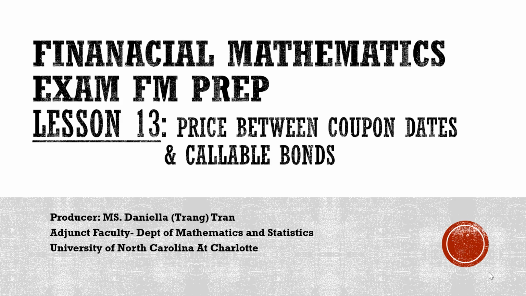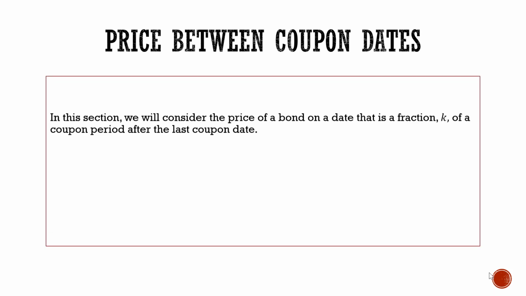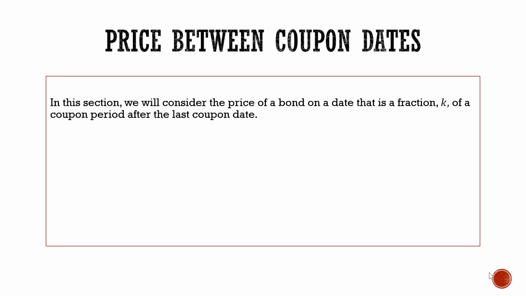Daniel's here, and today I'm gonna talk about price between coupon dates and callable bonds. So up to now we have determined the price of a bond on a date that is exactly one period before the next coupon date. In this section, we will consider the price on a date that is a fraction k of a coupon period after the last coupon date.